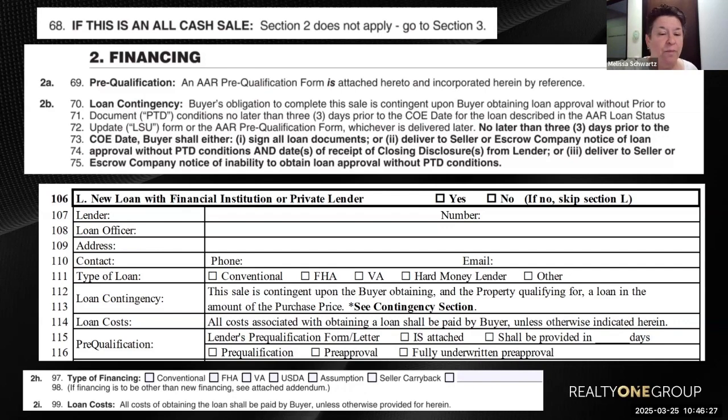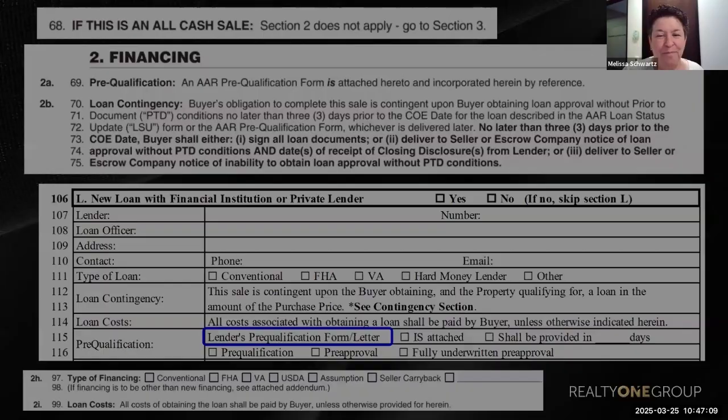I threw in our notes from the AAR contract. You can see type of financing. We do have the box that says a blank line where you can write hard money lender. I have seen people do that. If it's to be other than new financing, see attached addendum. That's on ours. We do have that information there. Loan costs: costs for obtaining the loan are paid by the buyer. Same thing as theirs, line 114, loan costs, all costs associated with obtaining a loan shall be paid by buyer. So very similar language. So again, don't be afraid of this. Just look through and look to see what you need. Oh, look, I did highlight that. I thought I had. Okay.